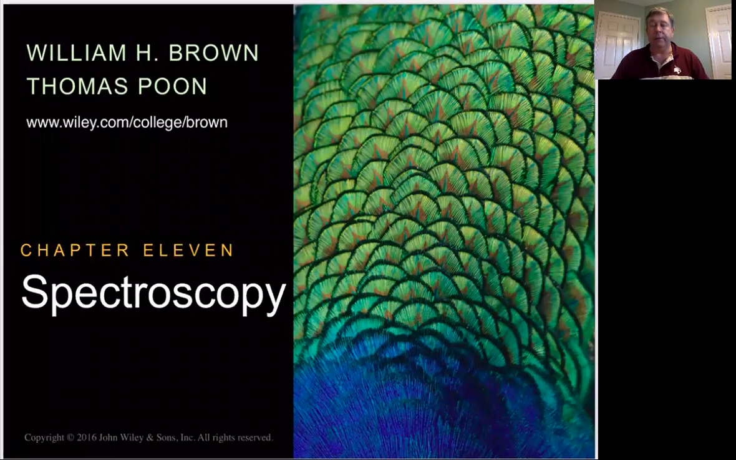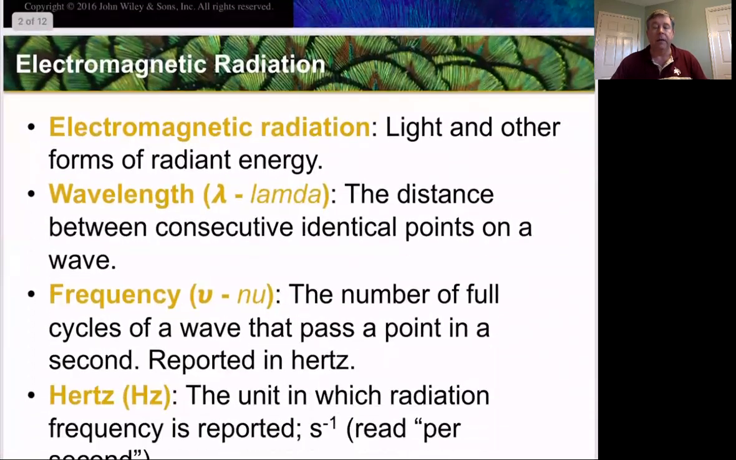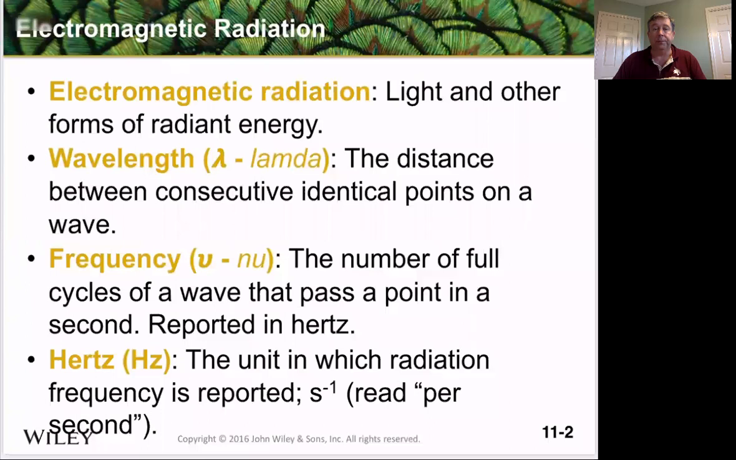Hello, Chemistry 2330. Today we're going to talk about Chapter 11, Spectroscopy. The first thing we want to talk about when we talk about spectroscopy is the idea of electromagnetic radiation. Electromagnetic radiation is light and other forms of radiant energy.